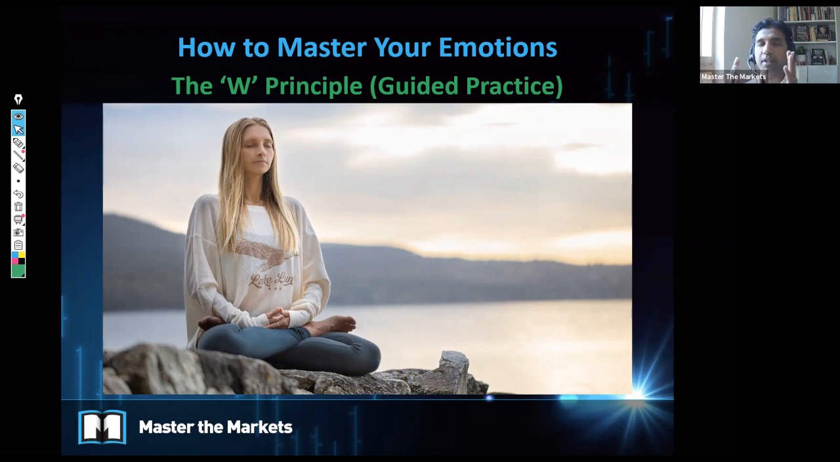Rub your palms together. Place them over your arms. And when you feel comfortable, slowly and gently open your eyes.